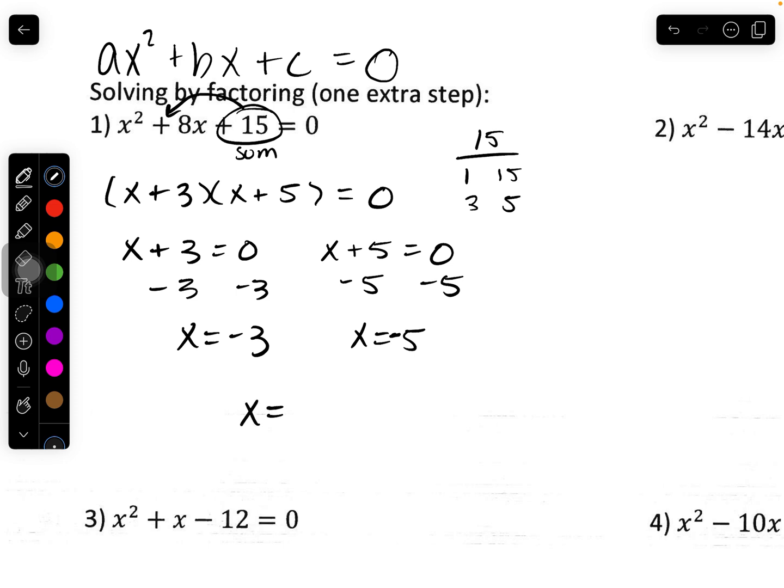X is equal to, I'll put them in my fancy form, my set notation, curly brackets. Negative 5 is smaller than negative 3, so I'll put them in that order. And here's my solution set.